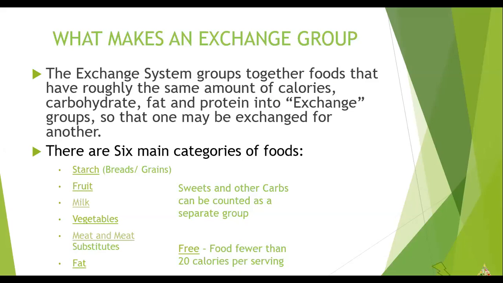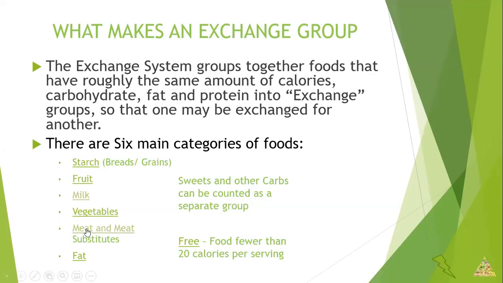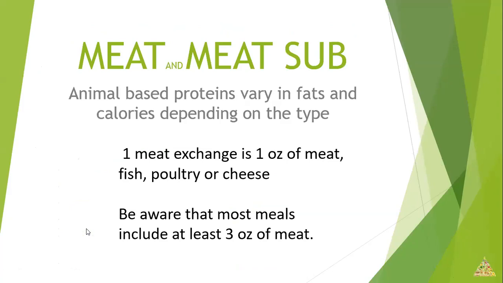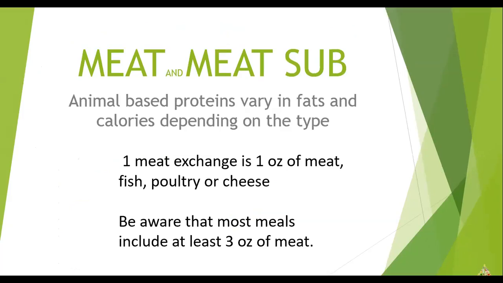Tonight, we will learn about the meat and meat substitutes and milk. So let's start with the meat and meat substitutes. And when you think about meat, you think protein. The foods listed as meat are high in fiber, but have varying levels of fat and calories. Proteins can come from meat or plants. For those that do not eat meat, the plant-based proteins are in a separate list.